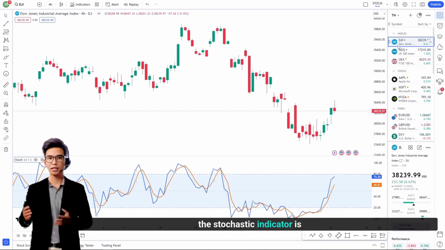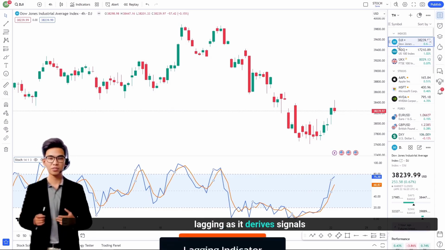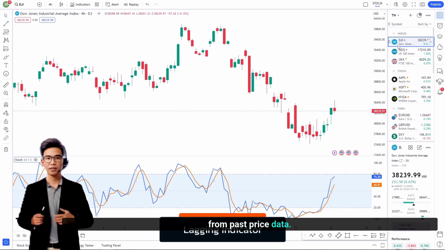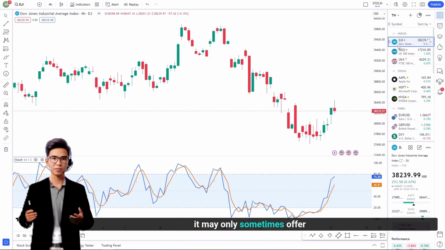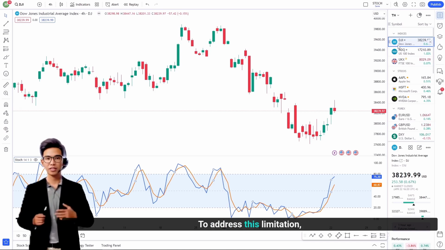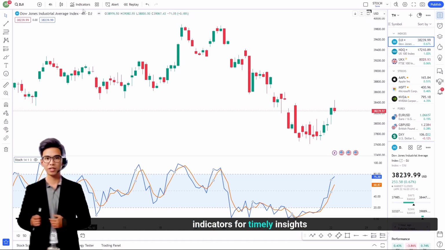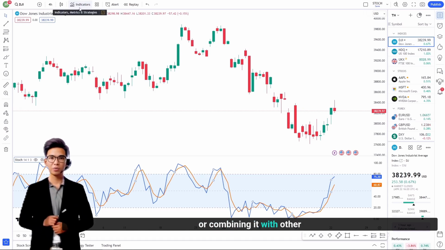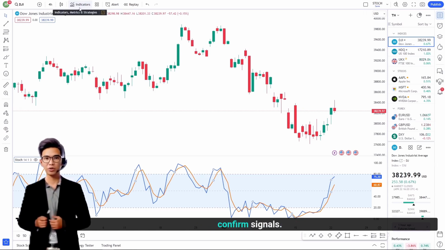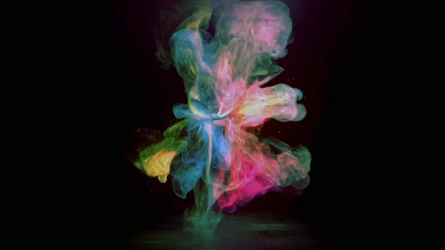Furthermore, the stochastic indicator is lagging as it derives signals from past price data. Consequently, it may not always offer timely signals, especially in rapidly changing market conditions, which could result in traders missing optimal entry or exit points. To address this limitation, traders can enhance their analysis by integrating the indicator with leading indicators for timely insights or combining it with other lagging indicators to confirm signals.